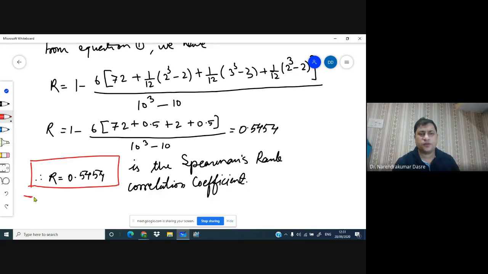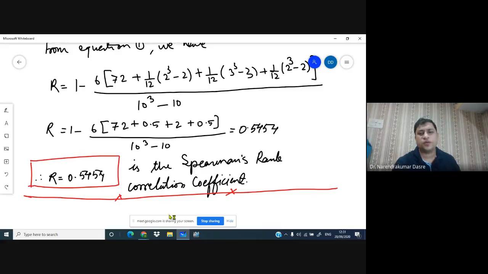Okay. Yeah, so that's what we got. Right. Do you have any doubt in the case of repeated ranks or in the case of the rank correlation coefficient? No, sir, no doubts. Okay, that's great.